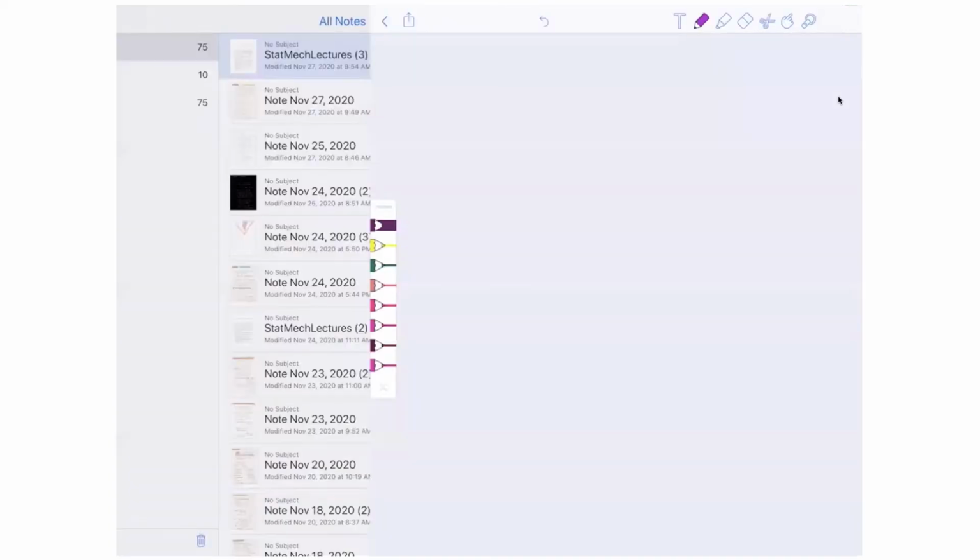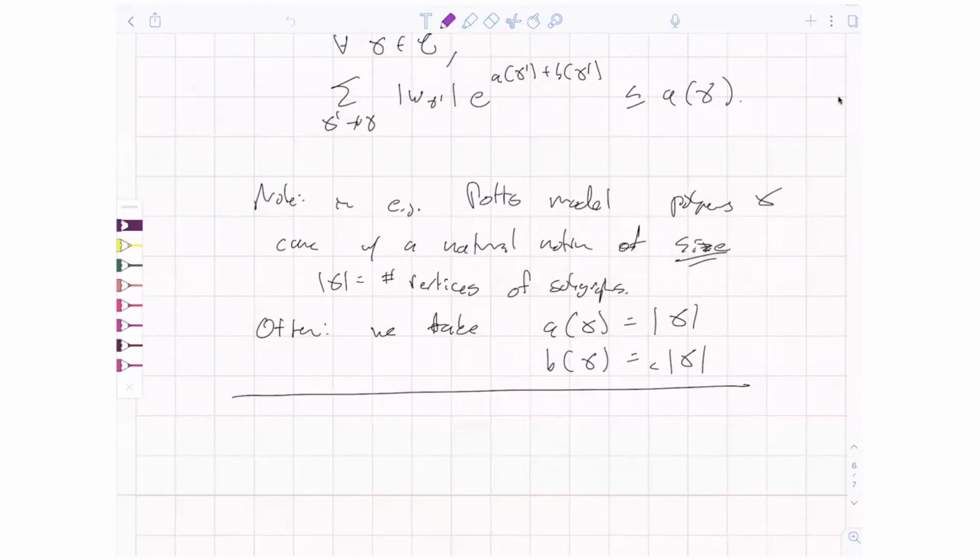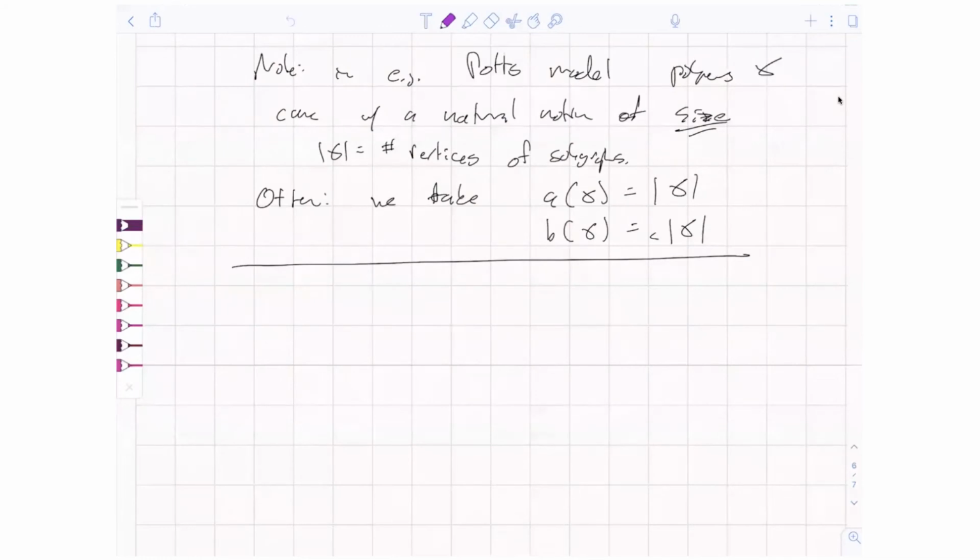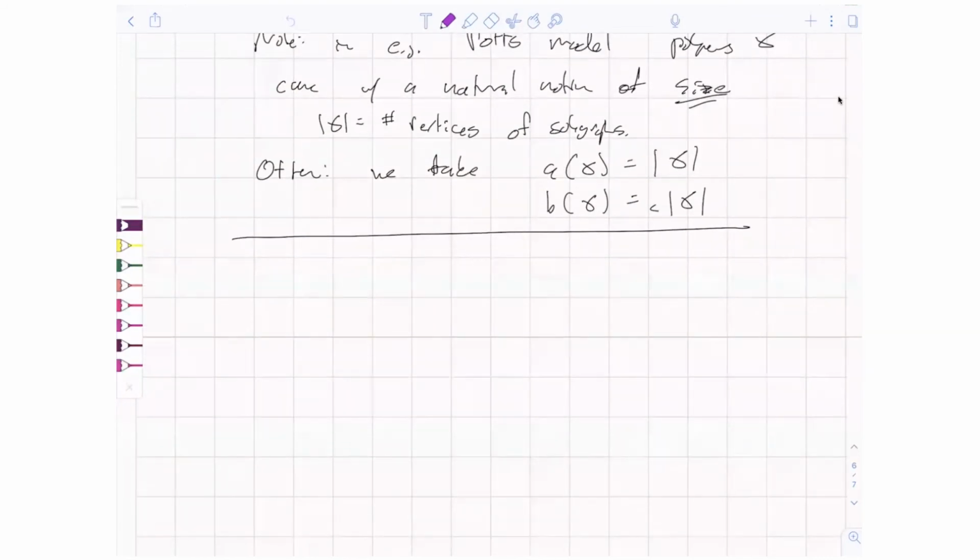And I'll start just with an example. And this example I'm choosing just because it's relatively simple. And so we're going to look at the Potts model on a max degree delta expander graph.